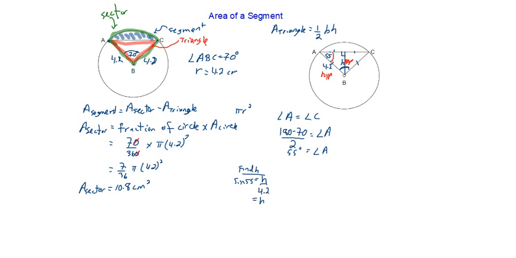We want to solve for h, so let's multiply both sides by 4.2. And then we go to our calculators. Again, make sure your calculator's in degrees when you do this. Otherwise, you'll get the wrong answer. So if we do 4.2 times the sine of 55, we should get approximately 3.4. So this height in the triangle right here is 3.4 centimeters.